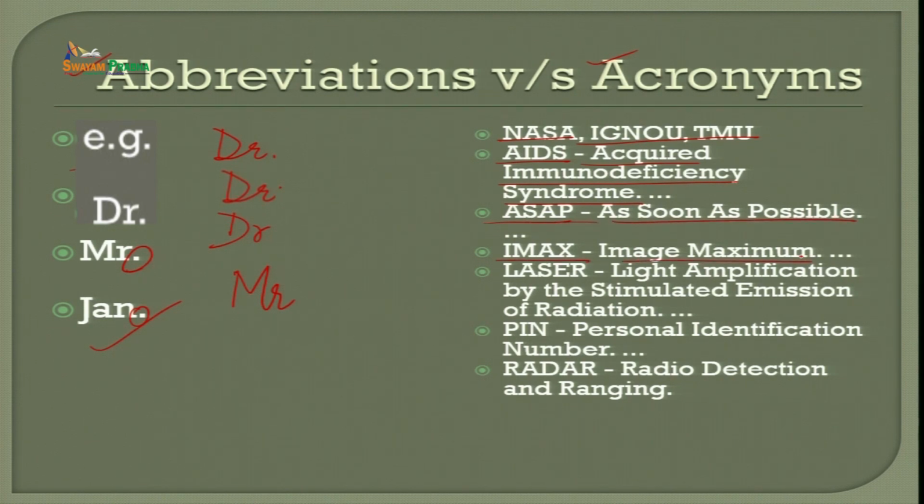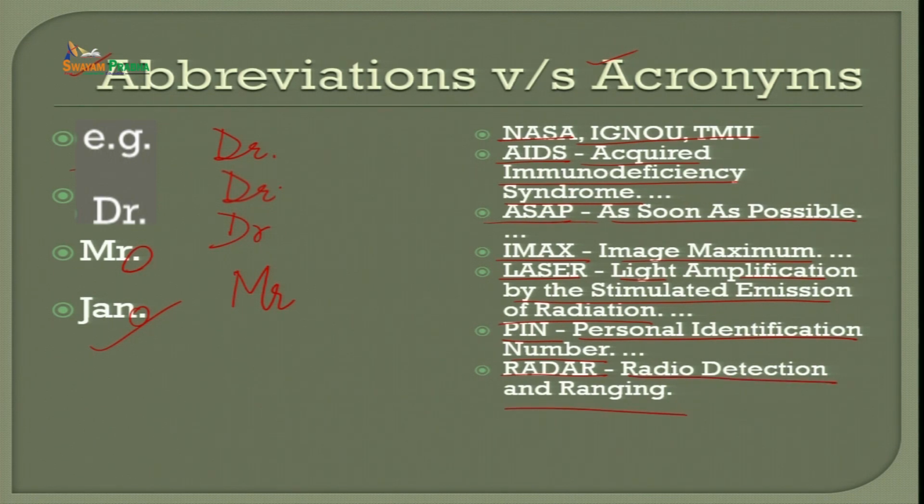IMAX, image maximum. Then laser, light amplification by the stimulated emission of radiation. PIN, generally we use PIN code number. Could you please tell me your PIN code number? Now what is PIN? Personal identification number. What is radar? The cars actually came out of the radar. So radar is radio detection and ranging.